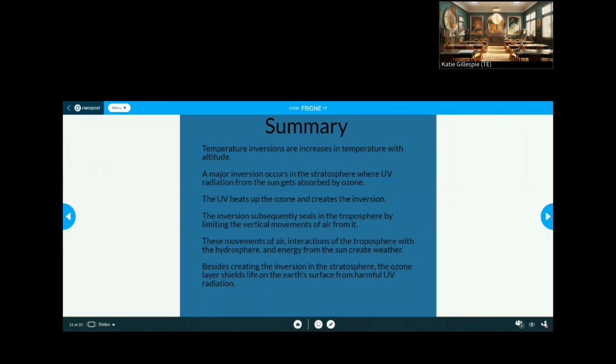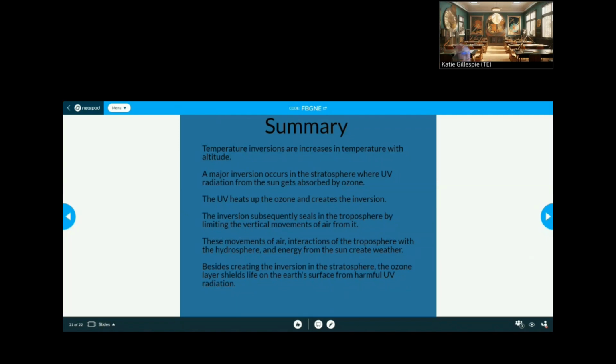Besides creating the inversion, the stratosphere ozone layer shields life, right? The thermosphere, the ionosphere, is responsible for breaking down and reflecting UV radiation. What does get through is then absorbed by the stratosphere from the ozone layer, and then only about 2% of that gets to us here on Earth. So super thankful for that. And make sure that you have a screenshot of this. This is the last slide.